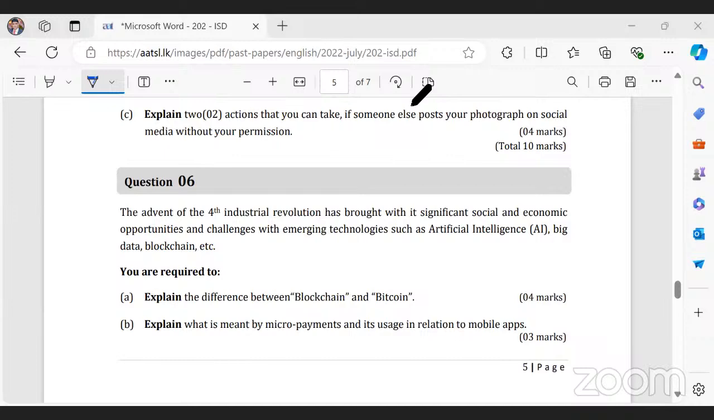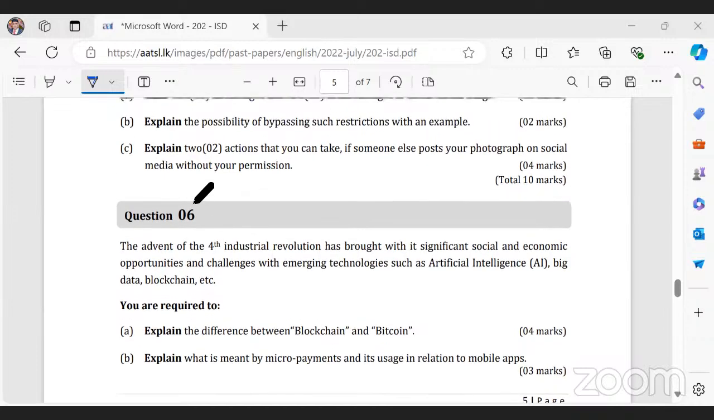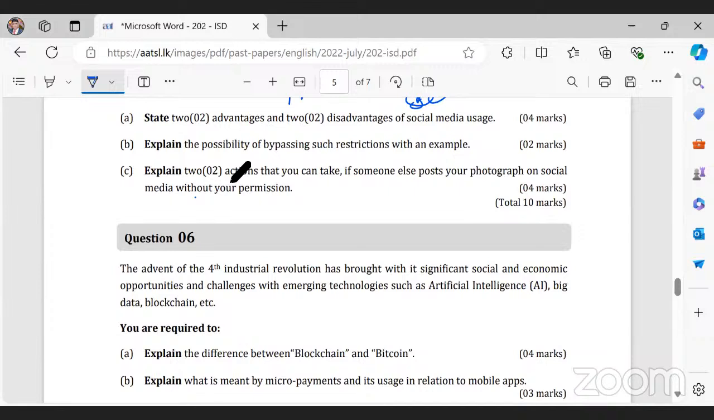Sir, we missed question 5, part C. Yes, thank you. Explain 2 actions that you can take if someone else posts your photograph on social media without your permission. Right? What you can do? Explain 2 ways. One is you can ask your friends to report this.